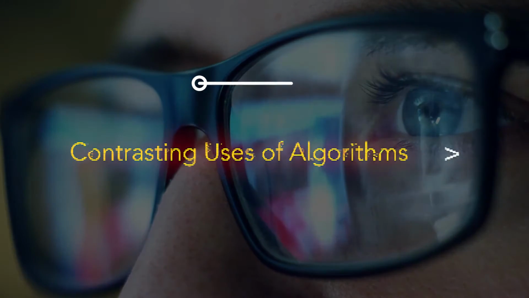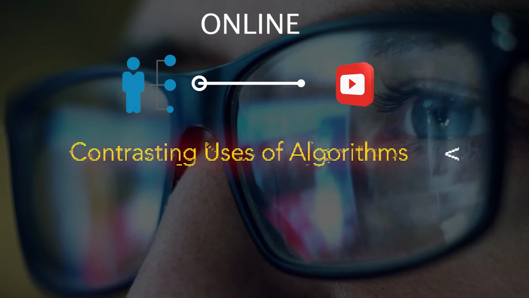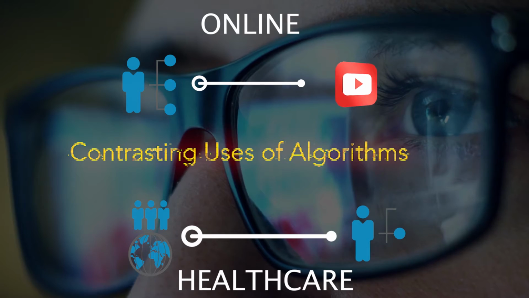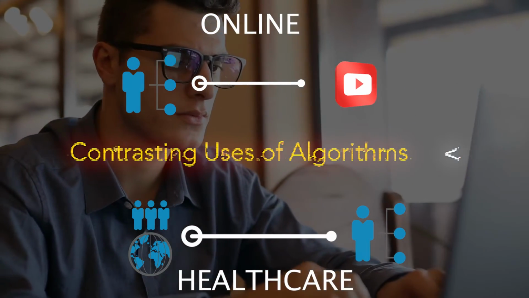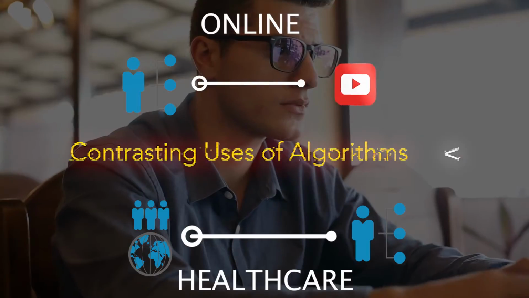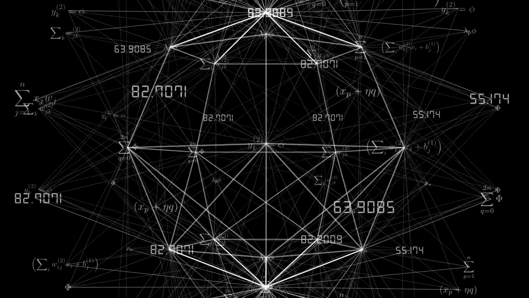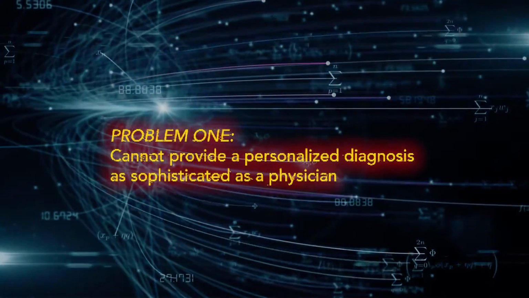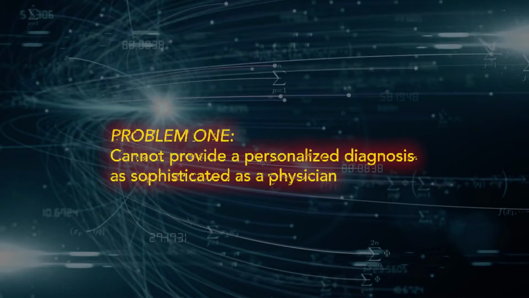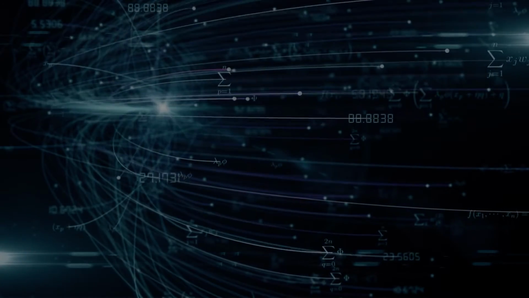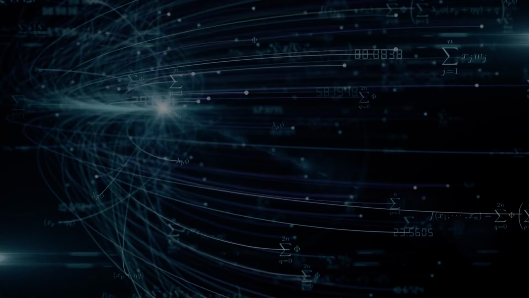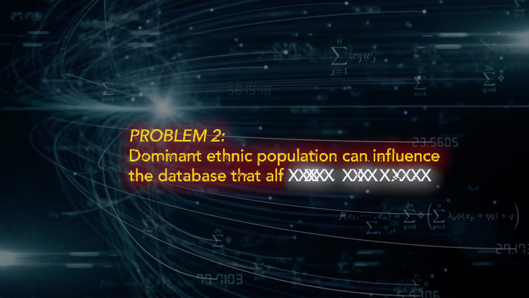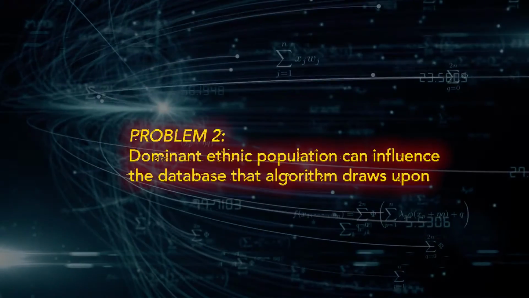In contrast to the personalized algorithms YouTube uses, algorithms used in healthcare are quite generalized. While the algorithms used in healthcare are meant to serve an individual, they provide a generalized output collected from the public rather than a specific individual, which creates two major problems regarding diagnosis and treatment. 1. It cannot provide a personalized diagnosis as sophisticated as a physician, which can direct different patients to receive similar diagnosis and treatment plans. A second problem is that because algorithms rely on databases of the public, the dominant ethnic population can influence the database.